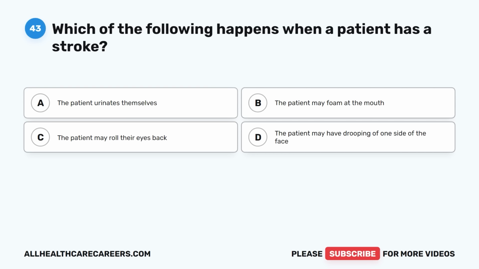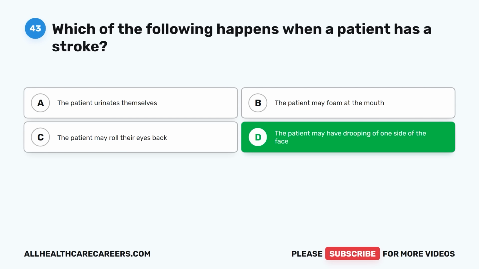Question 43. Which of the following happens when a patient has a stroke? A. The patient urinates themselves. B. The patient may foam at the mouth. C. The patient may roll their eyes back. D. The patient may have drooping of one side of the face. The correct answer is D.